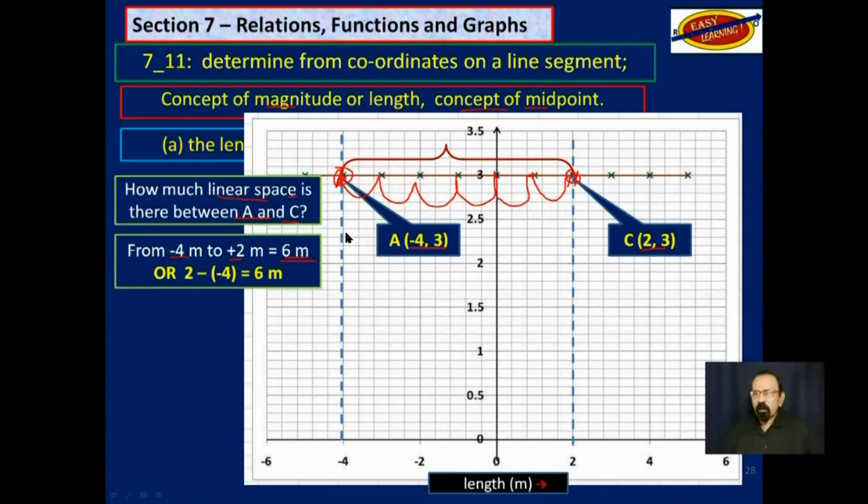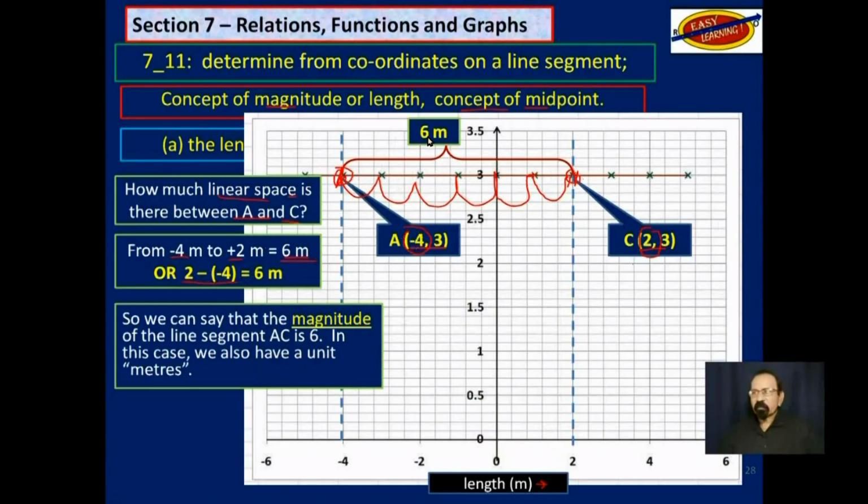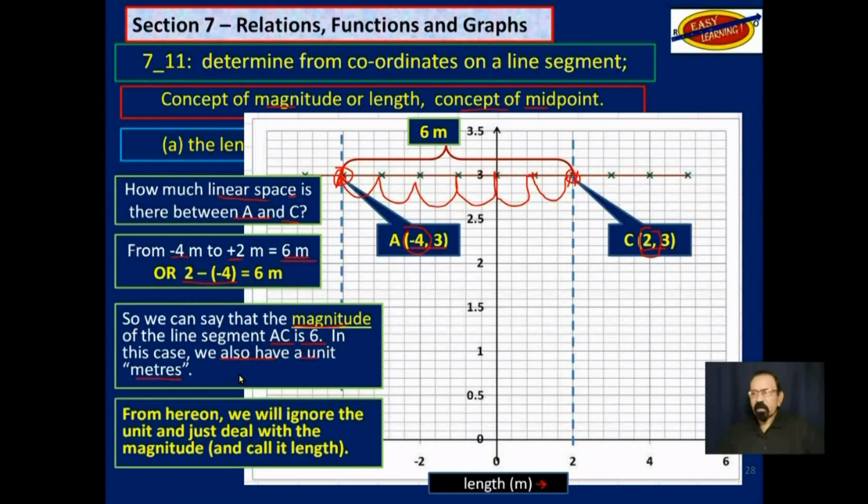So we just subtract the x values: 2 minus -4. The y value does not come into play because the y value is the same throughout. So that is 6 meters. We can say that the magnitude of the line segment AC is 6. In this case, we also have a unit, meters. But from here on, we will ignore the unit and just deal with the magnitude. We will call it the length of the line.